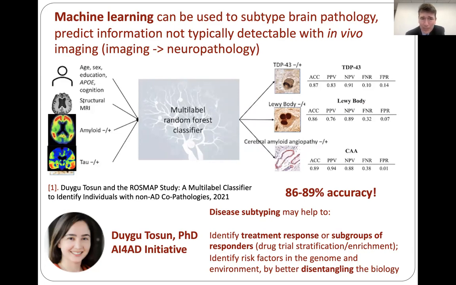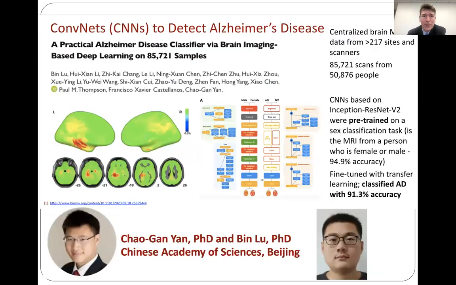This multi-label random forest classifier was trained and in test data was 86 to 89% accurate in detecting these different types of pathology. This is useful, obviously, for identifying subgroups of treatment responders that might be likely to respond to a treatment in a drug trial, and also to stratify disease to identify risk factors in the genome and environment that might be easier to find if we disentangle the biology.